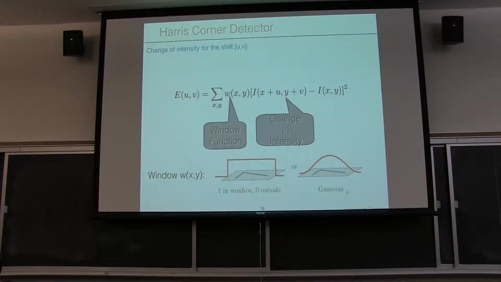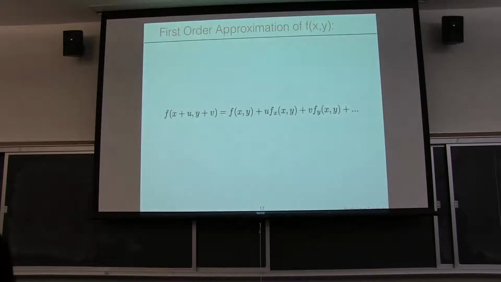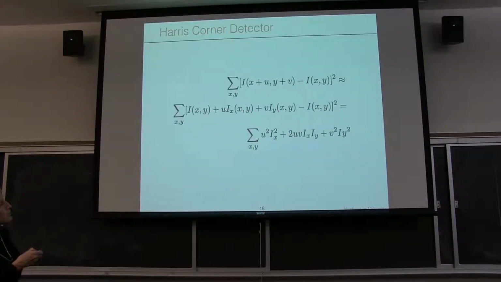Now, what we did last time was write this term over here using Taylor's expansion. We have a function of two variables, and I'm looking at the Taylor expansion around x, y when I move a little bit, u in the direction of x and v in the direction of y. And so I have, to the first order approximation, these three terms. We use this in the previous expression that we had here.